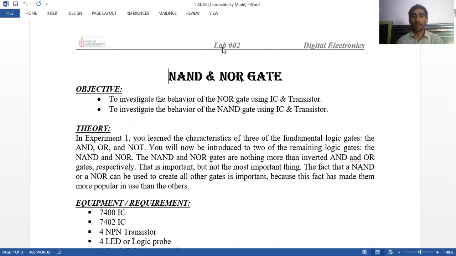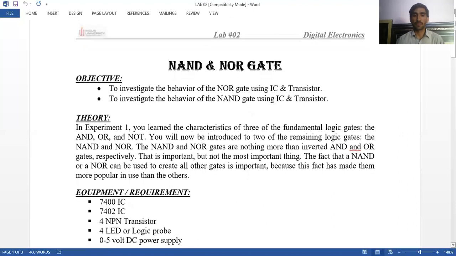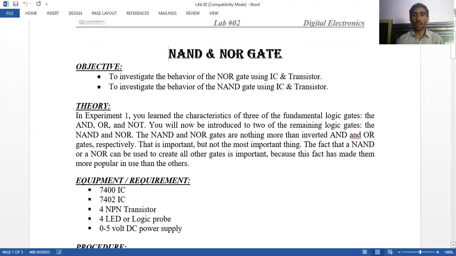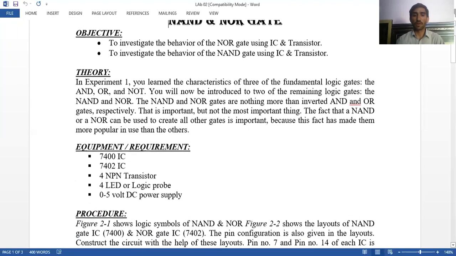Some requirements: a double IC for the NAND gate, a 02 IC for the NOR gate, an LED and a power supply.